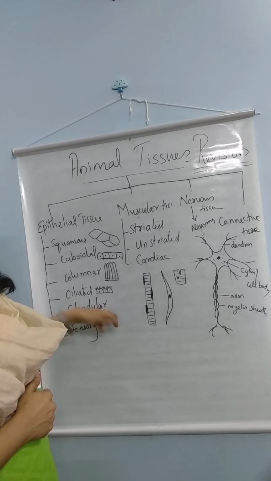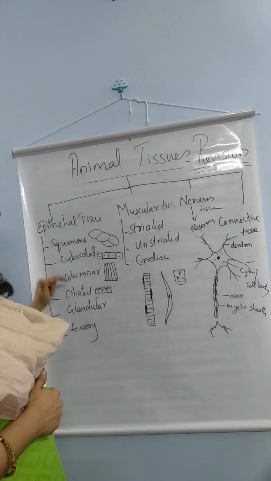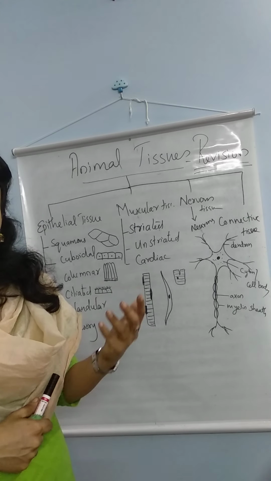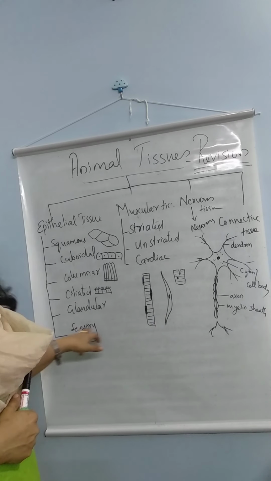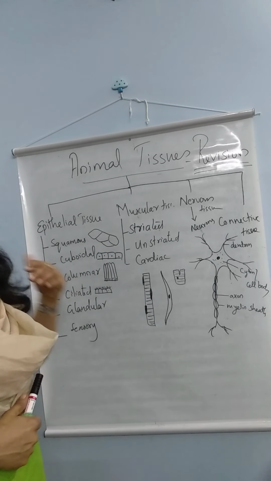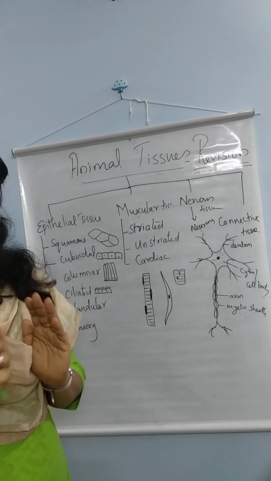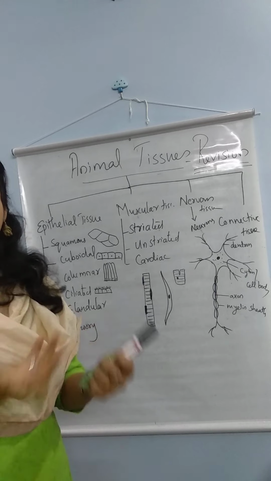Then glandular epithelium is also modified cuboidal or columnar epithelium. They are present in the glands and they are concerned with secretions. Sensory epithelium is a modified epithelial cell. These cells are connected with the nerves or the neurons. So they help us to know our environment.